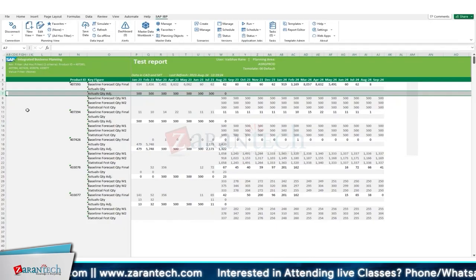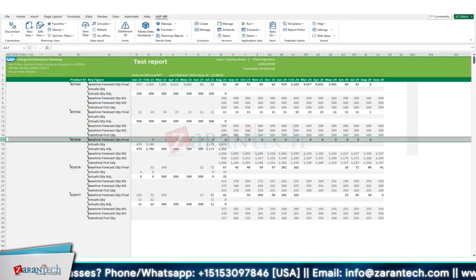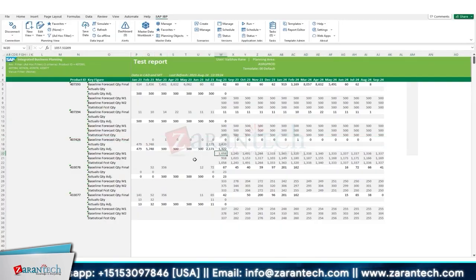So your forecast anyways is a moving average, so it will show only 500. So we cannot compare it. Now let's take the data for the product called 407246. In this, you see your M1 forecast is 1058 for the month of August. Now this 1058, try and take the average.